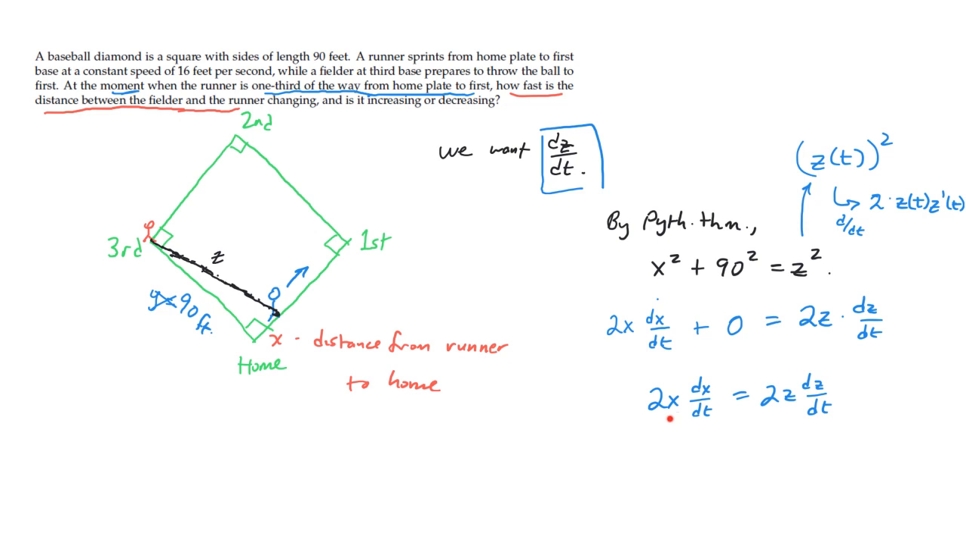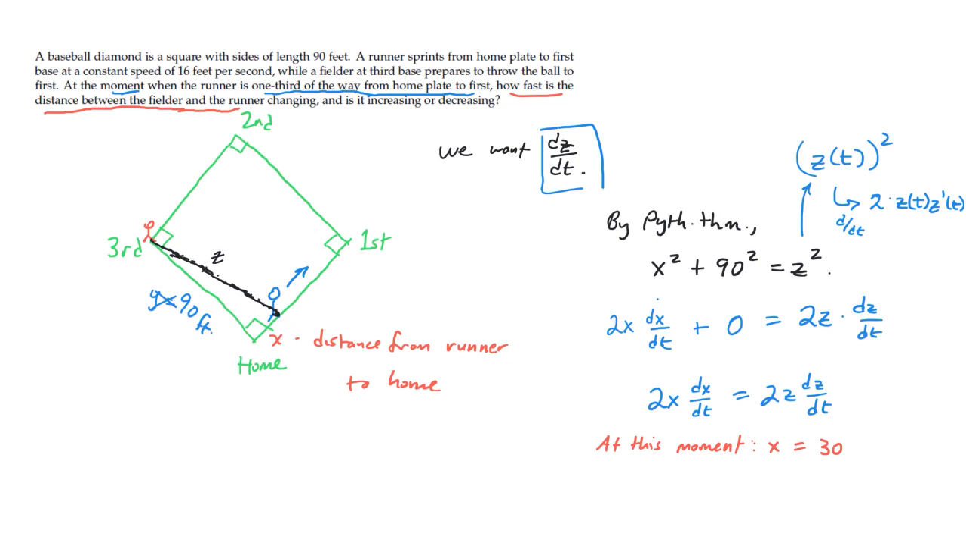We have at this moment a value for x because we were told that we want to analyze the moment when the runner is 1/3 of the way from home to first. So at this moment, x is equal to 30 feet because we are 1/3 of the way from home to first.